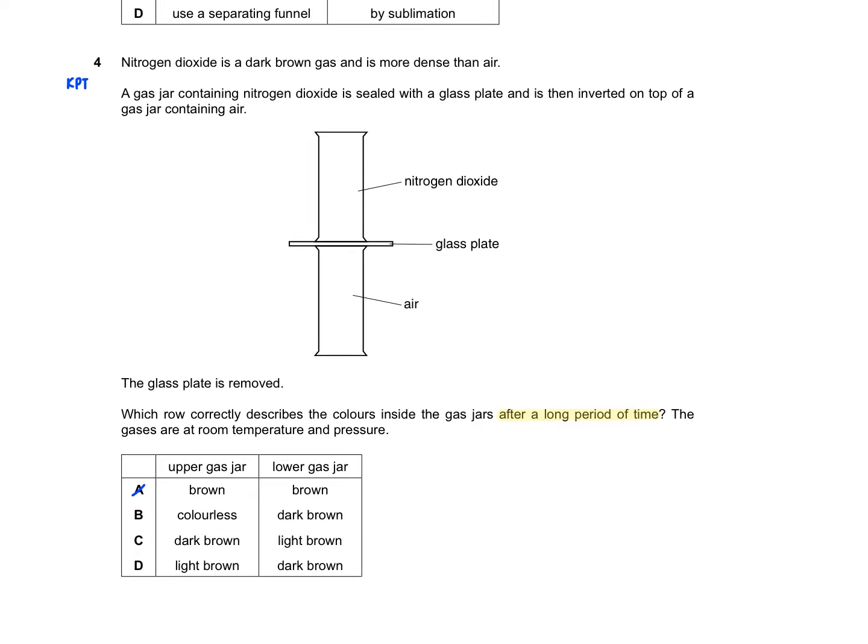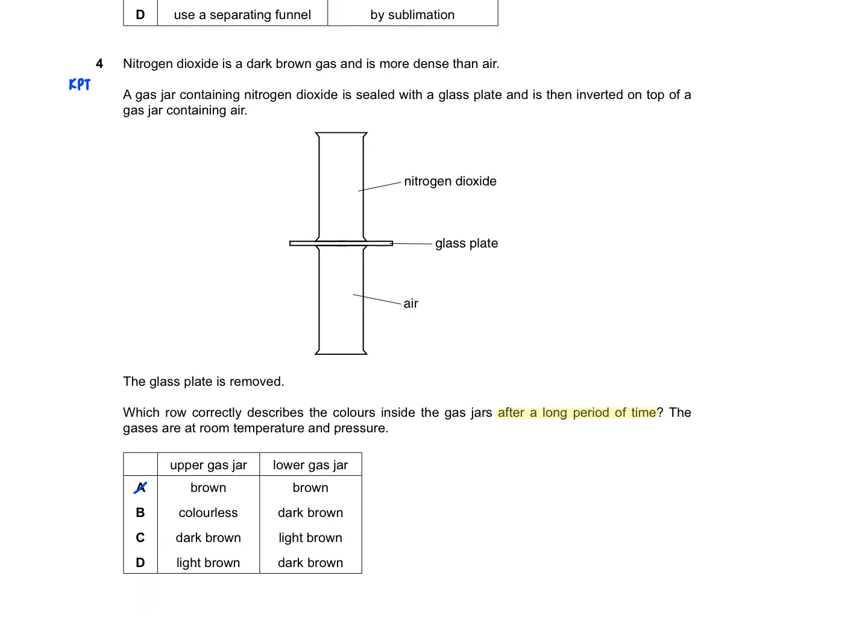For question 4, we are looking at kinetic particle theory, specifically the concept of diffusion. So the thing about diffusion in gases is this, that due to the random and the high speeds of the particles in a gas, if left for a long period of time, we will always end up with a uniform or a homogeneous mixture. Uniform meaning the colors will be entirely the same. Okay, now even though there is a difference in the density of the two gases, if left for a long period of time, then density would not have any effect.